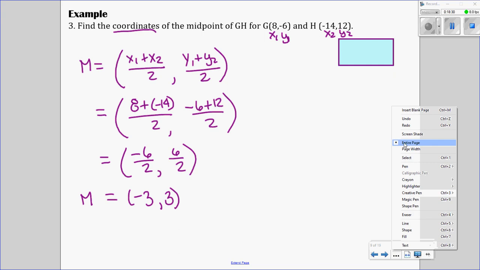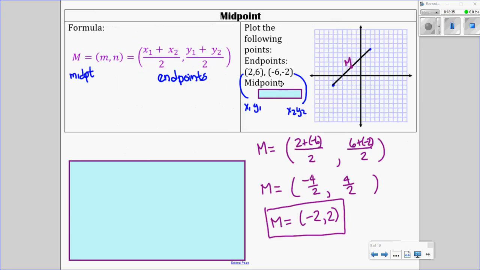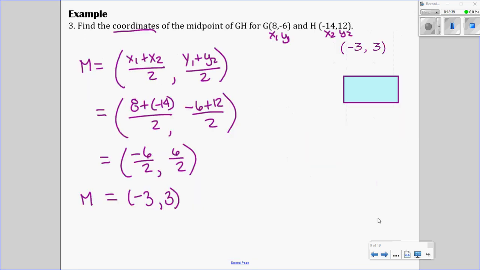And then unveil the answer. There's your answer. I don't think I unveiled the other answer. There you go. For the last example, all right, and that's our answer.